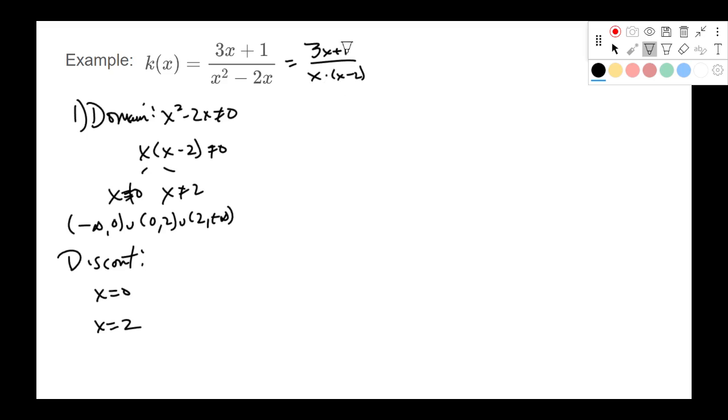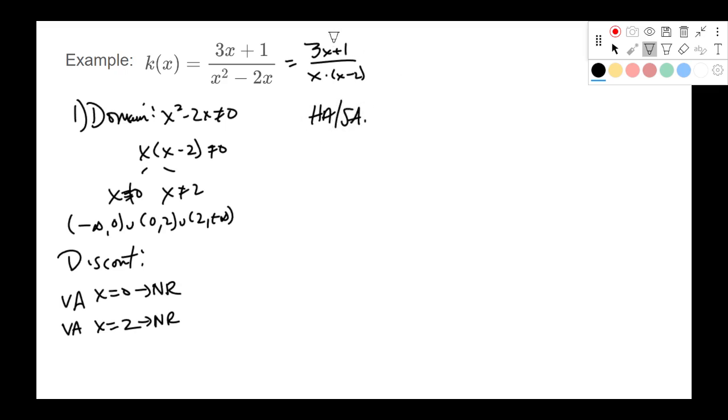So since I cannot remove either the x or the x minus 2, then both of these are going to be non-removable discontinuities, and they're going to end up being vertical asymptotes on my graph. So there's going to be two vertical asymptotes on this graph, one at x equals 0 and the other one at x equals 2. Okay? So now we're going to go ahead and find the horizontal or the slant asymptote.